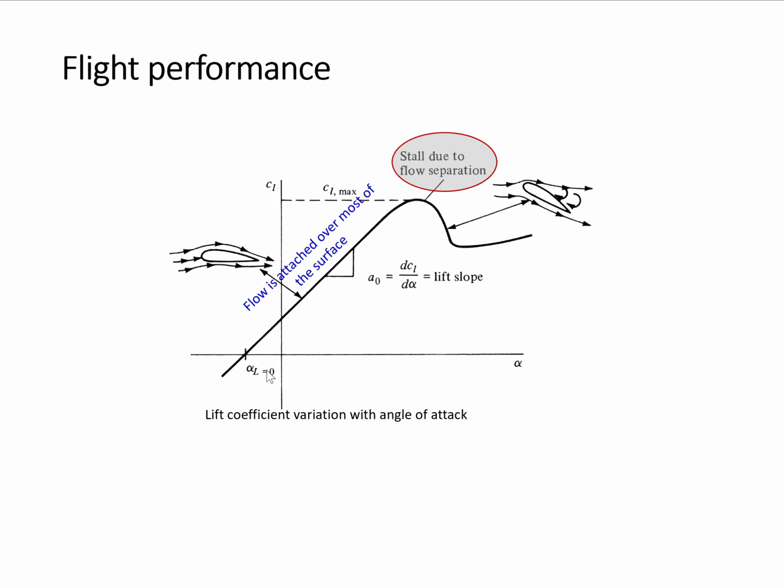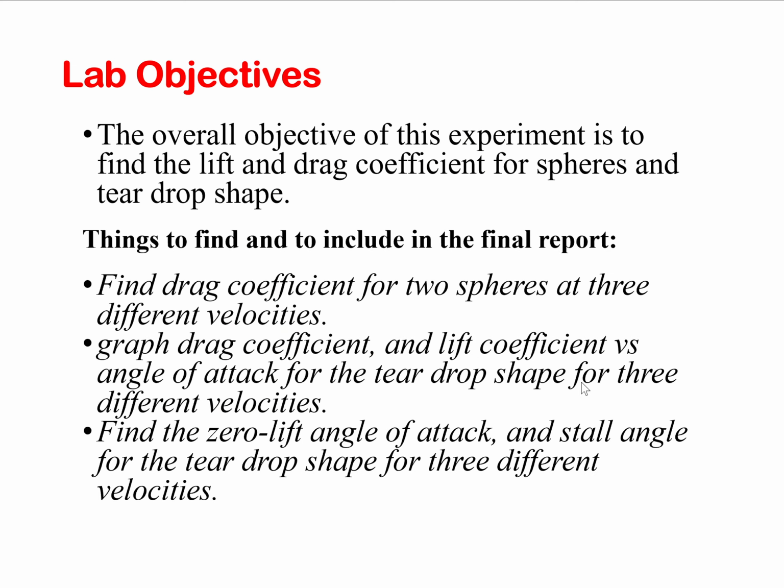There is another point of interest, this point where the lift is zero. We want to know at what angle of attack, again usually a negative value, your lift is going to be zero. So you have to graph this line for us. You have to identify the stall point and the zero lift angle of attack point. And this has to be done for the teardrop shape, again at 3 different velocities.